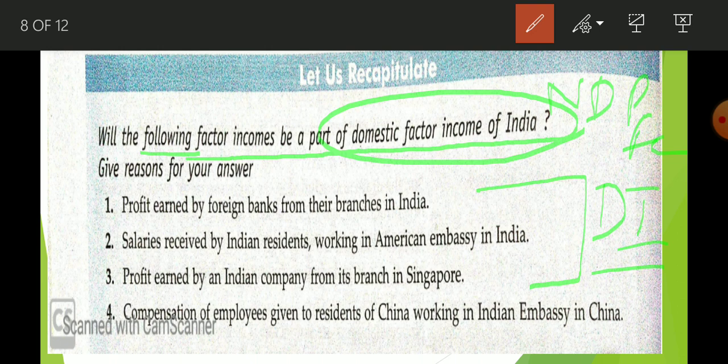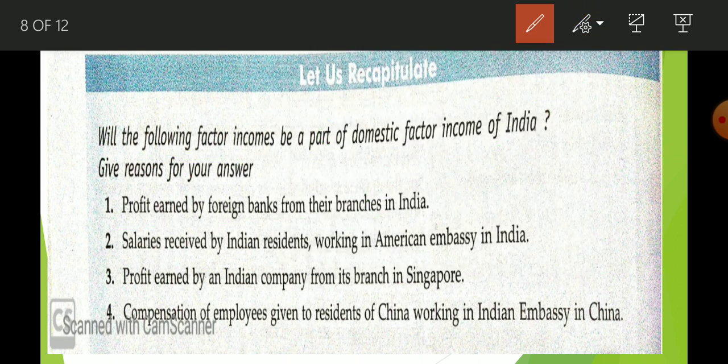So the first question is profit earned by foreign banks in their branches in India. Okay, so here it is given in India. So what is domestic territory? First of all, we need to remind ourselves what the domestic territory is.